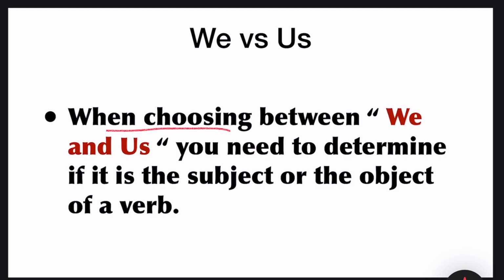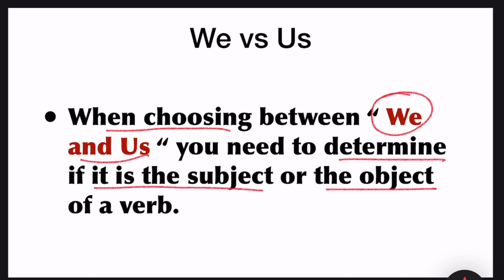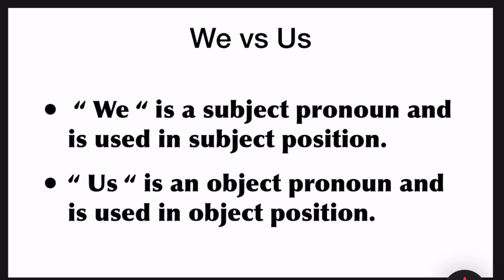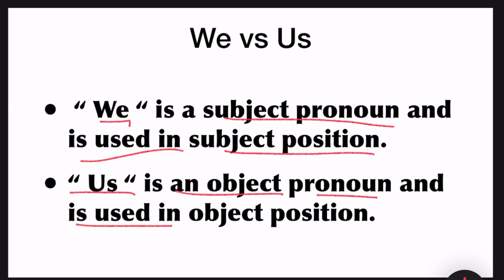When choosing between we and us, you need to determine if it is the subject or the object of a verb. We is a subject pronoun and is used in subject position. Us is an object pronoun and is used in object position.